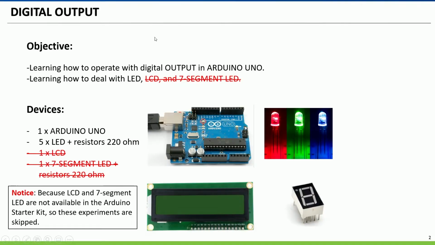In this class, our objective is learning how to operate with digital output in Arduino Uno and learning how to deal with the LED. In this case, I will skip the presentation of LCD and 7-segment LED. The device requirement in this lecture is one Arduino Uno, this one, and maybe you need 5 LEDs and resistors, 220 ohm.